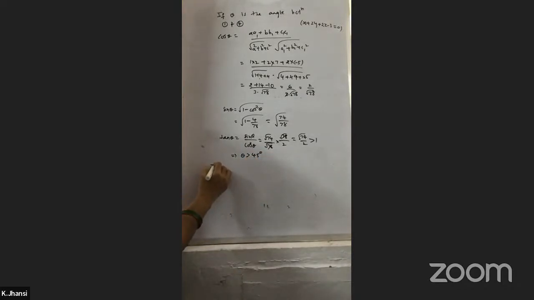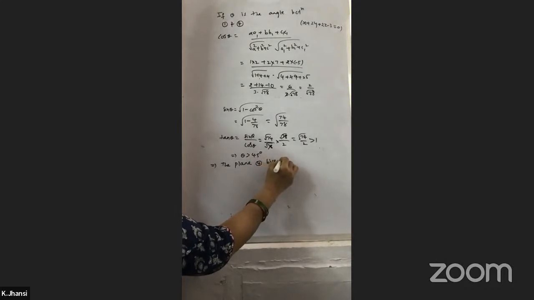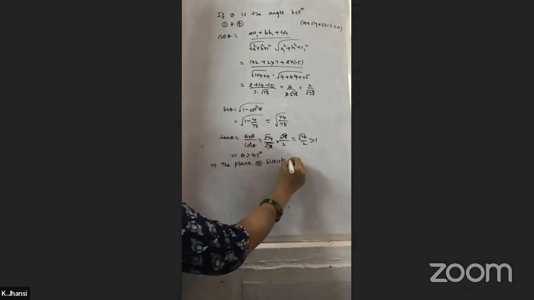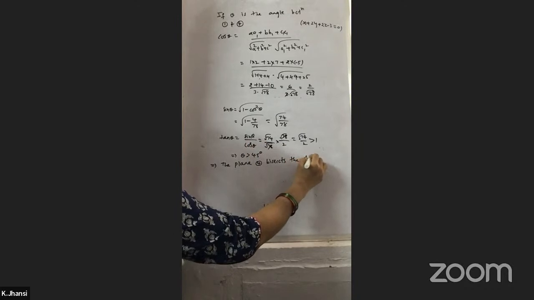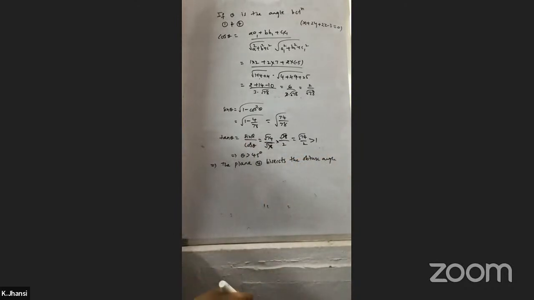So you can write first the plane. Which plane is making this obtuse angle? Whenever the value is greater than 1, it makes the obtuse angle. If you get a value less than 1, then it will make the acute angle. So the plane 4 bisects the obtuse angle.